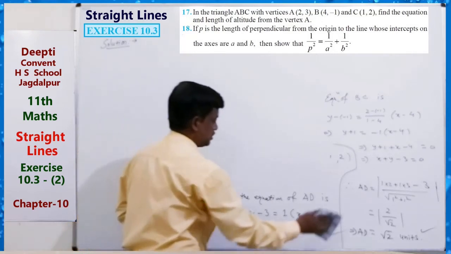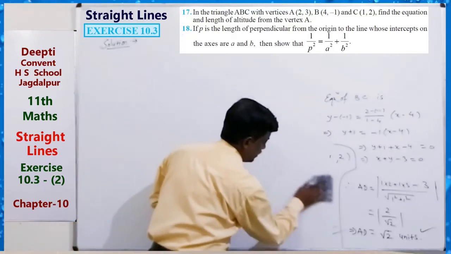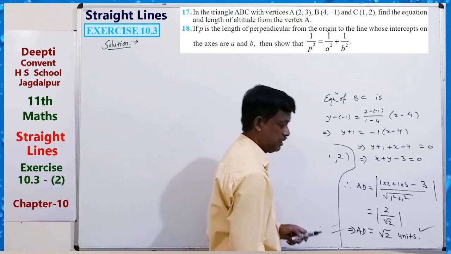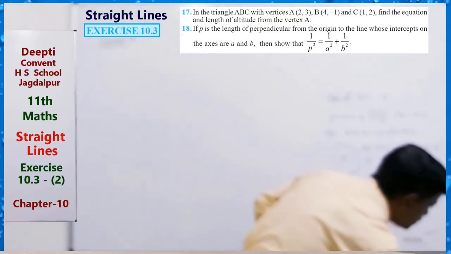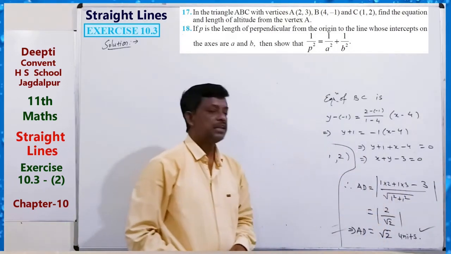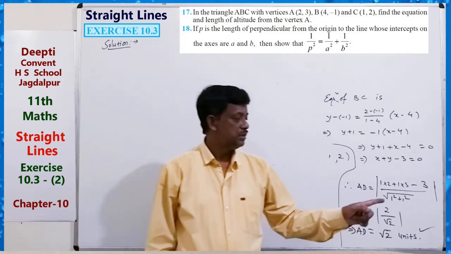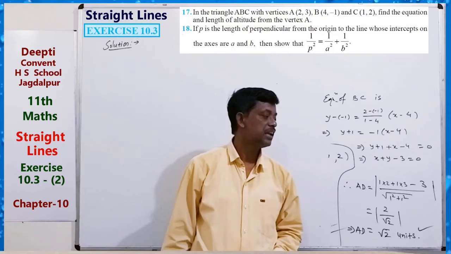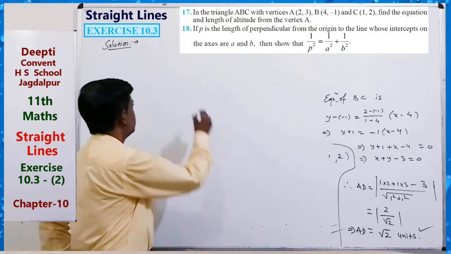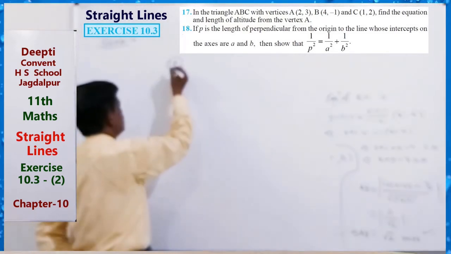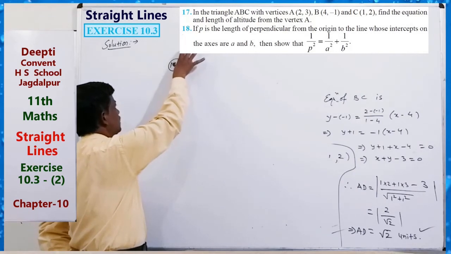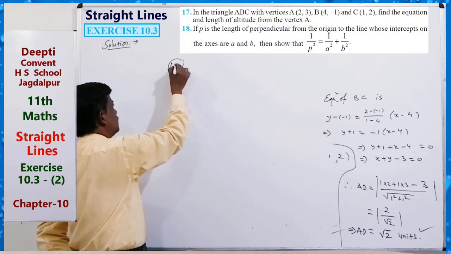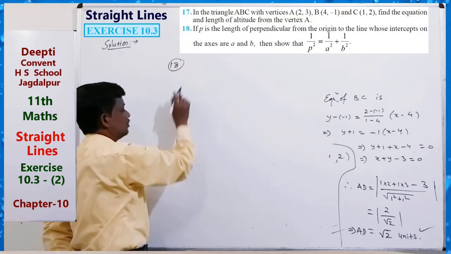Now question 18. What is given in question 18? P is the length of perpendicular from the origin to the line whose intercepts on the axes are a and b. Show that this. Very simple.